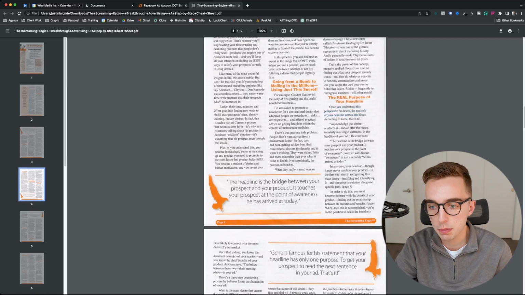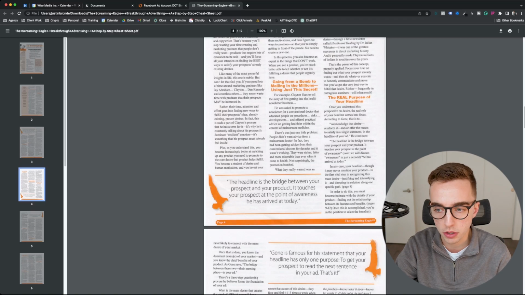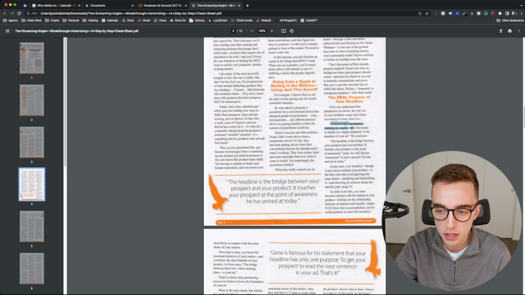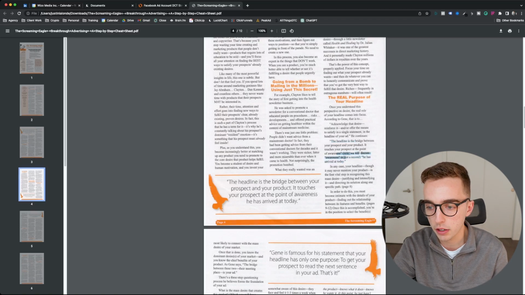They say, once you understand this perspective on desire, the real role of your headline comes into focus. According to Gene, that is to acknowledge that desire, reinforce it, and/or offer the means to satisfy it in a single statement in the headline of your ad. He continues, the headline is the bridge between your prospect and your product. It touches your prospect at the point of awareness, which again, they talk about awareness a little later in that cheat sheet.